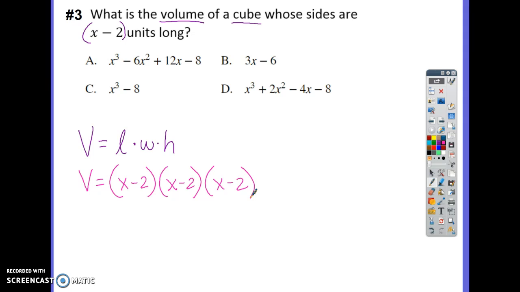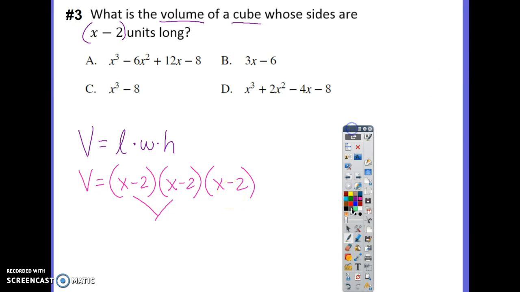Okay? So how many boxes are we going to do? 2 boxes. You're going to have to multiply these 2 first. And whatever you get, you're going to multiply by the last one. So let's do the first box. It's a 2 by 2. Okay, and I'm multiplying x minus 2 times x minus 2. That's the first one, these 2.